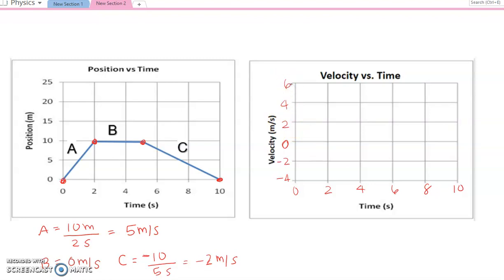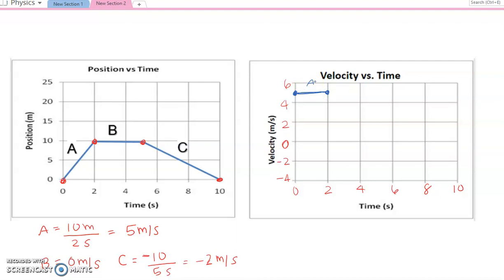Alright, so now for this graph. For segment A, I'm going to put it in blue. So segment A, I'm traveling at 5 meters a second for the first 2 seconds. So I'm going to find 5 at 0 time. I'm traveling at 5 meters per second. And then 2 seconds later, I'm traveling at the exact same velocity, giving me a flat line here. So this is segment A.